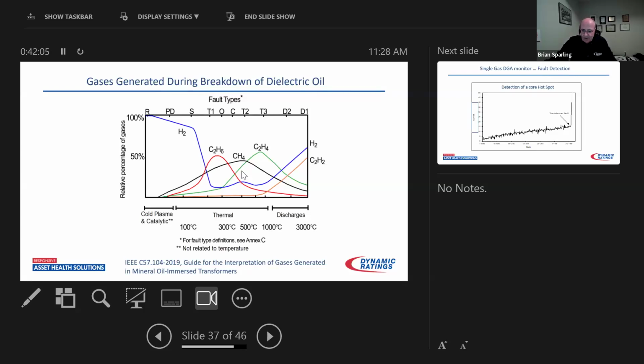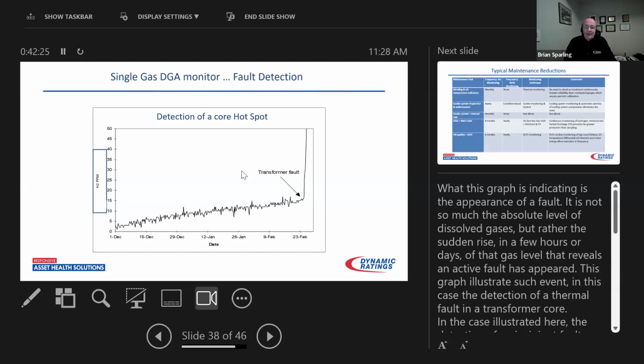And as temperature gets higher, you get into discharges above 1,000 degrees C. You begin to see hydrogen being generated again, together with acetylene. That's how to read this chart. So it's not an interpretation chart. It's a chart to give you some clue about the rates of generation of these different gases. And this is a very simple example from a single gas monitor on a brand new transformer some years ago, where it was put in service.